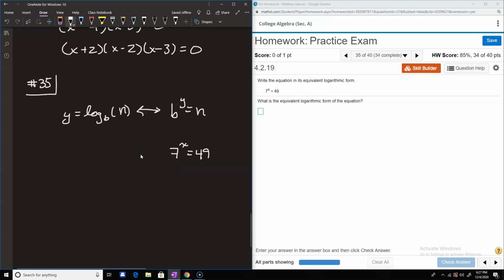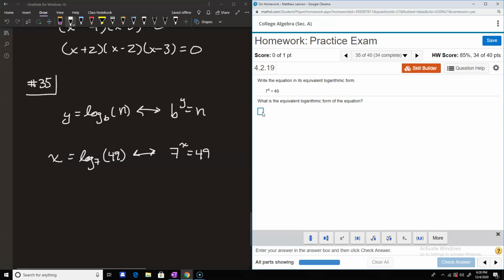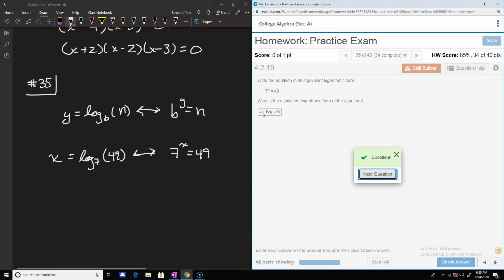So in this case, if we want to translate, we know that our base is 7, so we're going to have the log base 7. N is the thing that's on the right-hand side, which is 49, so the log base 7 of 49 should be equal to this value x right here. So that's what they want. X equals log base 7 of 49. And you don't need the parentheses. I just like to do it when I write it so that I'm indicating it's the input.